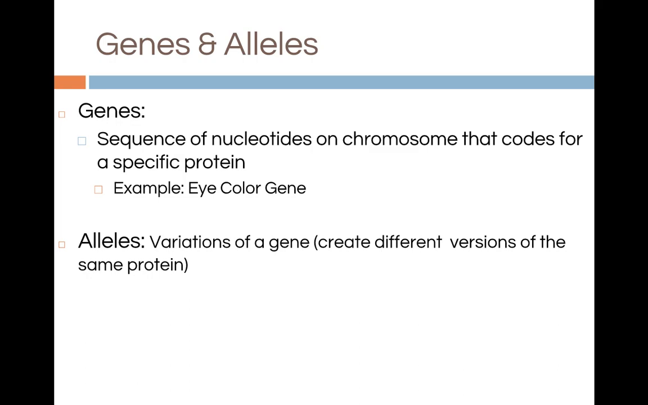So take a minute and make sure you write both of those definitions down, the one for gene and the one for allele, and make sure you write your examples. If you want to use eye color gene for your example for gene, that's fine. And for alleles, here you go. You could have a blue allele, a brown allele, a green allele. And you get these alleles from your parents. So your parents are giving you the genetic information to make these things.